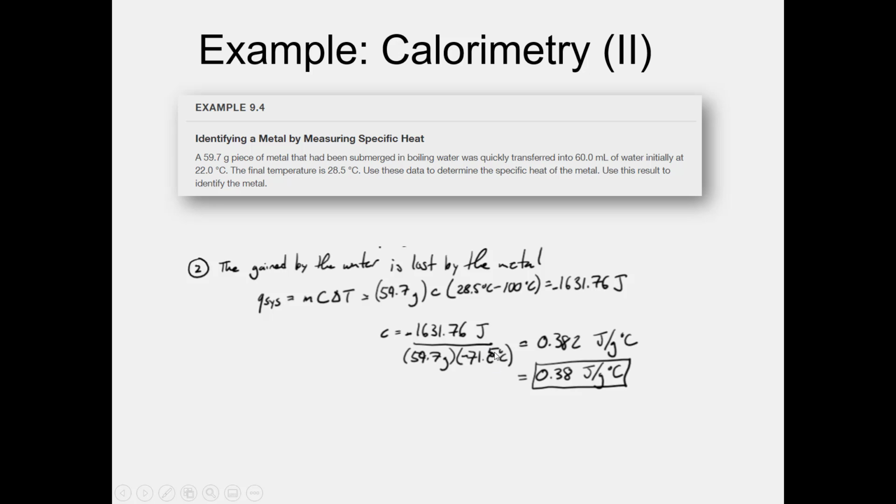So the difference of those two temperatures is negative 71.5 degrees Celsius. The specific heat of the metal is equal to negative 1631.76 joules divided by 59.7 grams divided by negative 71.5 degrees Celsius, giving us a specific heat of 0.382 joules per gram degrees Celsius.